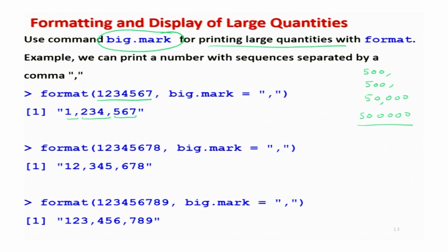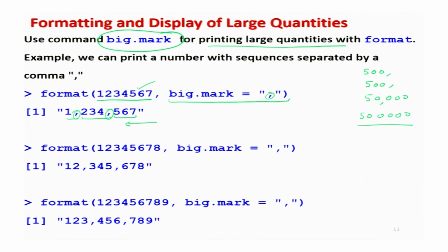So, this command is used along with the format command, and it will control the formatting so that the values are separated by the given symbol. Suppose I want to separate them by comma. So, I will write down here the format, the number, and then I will add here big.mark is equal to, within double quotes, this comma. This comma will start from the right hand side, and after the third place it will be put here, then again after the third place it will be put here.